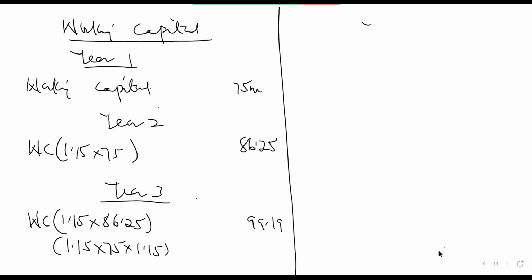I will tell you something about working capital. You don't have to send the total figure there. So working capital for year 4 will be 1.15 multiplied by this, 99.19. What are we having? 114.07.